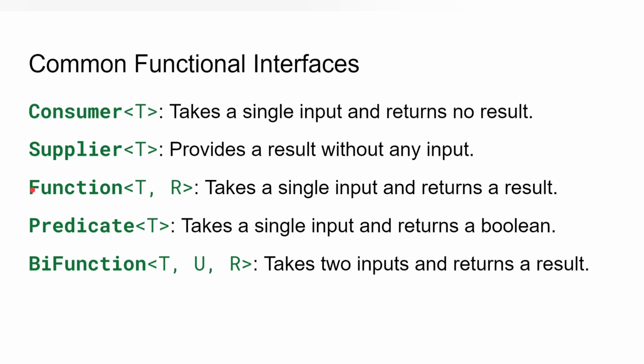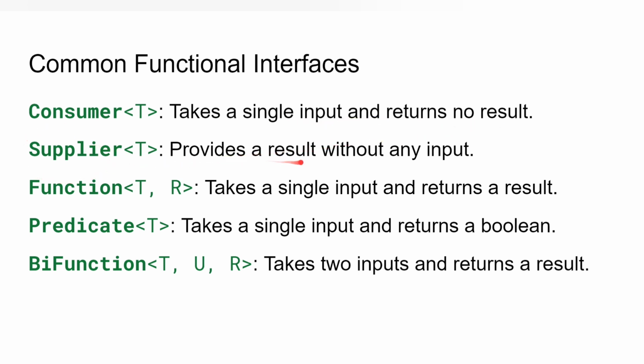These are the 5 types of functional interfaces: Consumer, Supplier, Function, Predicate, BiFunction. We will learn all these types of functional interfaces in detail in upcoming videos. But now, when you explain functional interfaces, you should be able to provide examples. The Consumer functional interface takes a single input and returns no result. As the name suggests, it is used for consuming. So it takes a single input and returns no result.